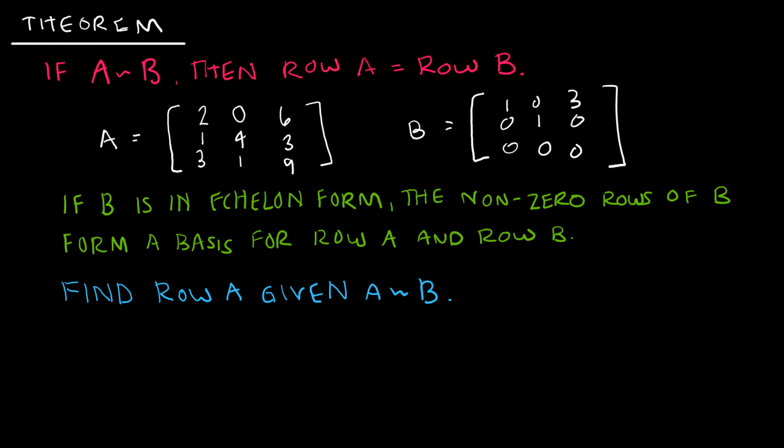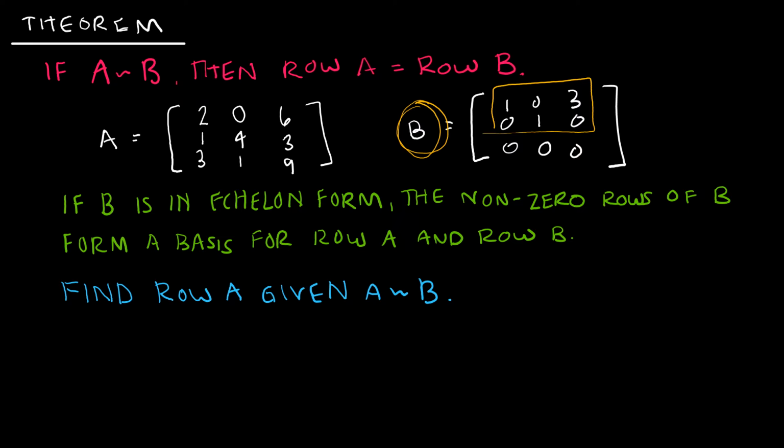Before we actually do a practice like this together, I want to talk about this theorem that tells us that if A and B are row equivalent, then the row space of A is equal to the row space of B. And that if B is in echelon form, as my B certainly is, then the non-zero rows of B form a basis for row A and row B. So first let's just find row A, given that A is row equivalent to B. Well, if A is row equivalent to B, all I'm doing is looking for the non-zero rows.